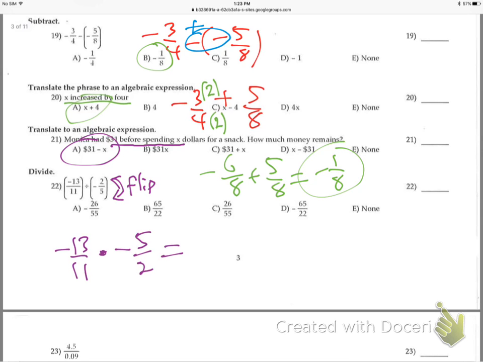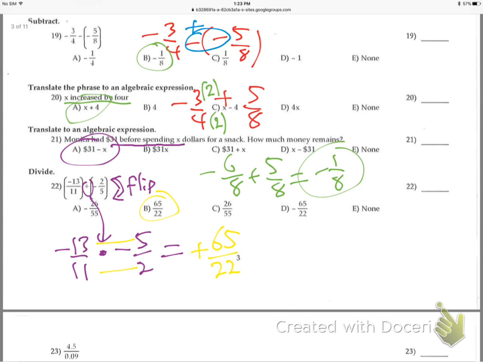With divide, divide becomes times. We change to multiply. And now, what is that going to become? Does anything cross cancel? Can 2 go into 13 or 5 into 11? No. So then you just go straight. Straight, top, top, straight, bottom, bottom. 2 negatives, positive. 5 times 13, 65. 2 times 11, 22. Done. 65 over 22. B. Positive, because 2 negatives make positive. Is that good?